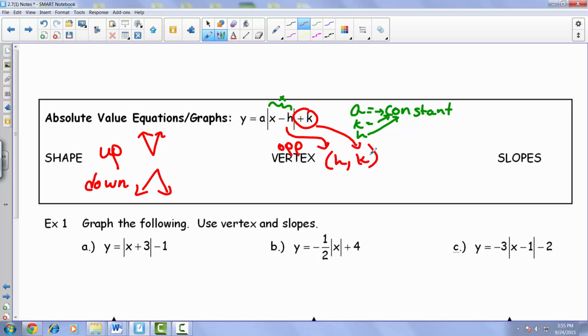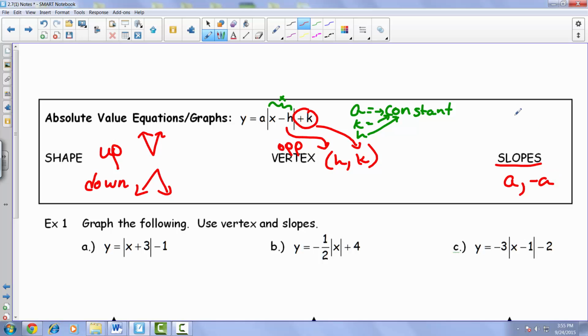And so if you're a little hung up on the h, k for the vertex, don't worry, we're going to see several examples of that. For slopes, that's actually controlled by our a value in front. So notice how it says slopes, plural. That's going to be controlled by a again, which is positive a and negative a.